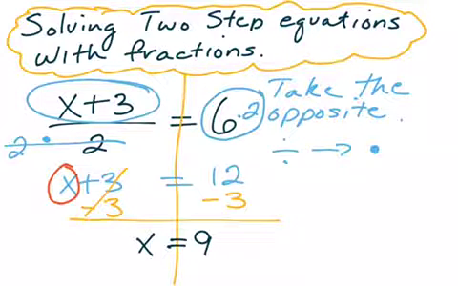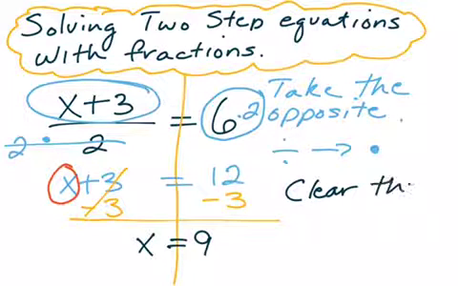So we take the opposite. We need to clear the denominator, and that just means that we're going to multiply by the denominator on both sides.